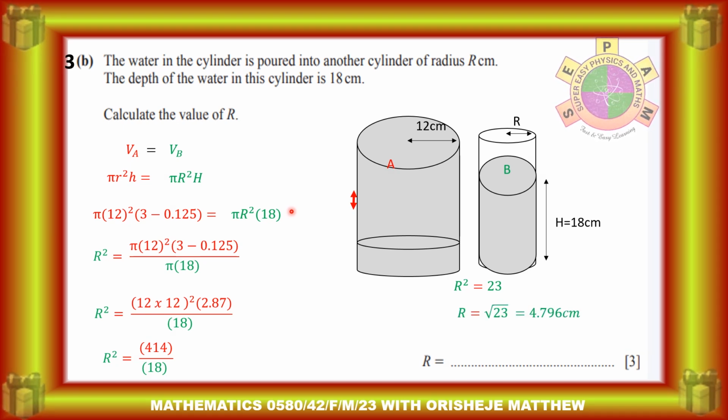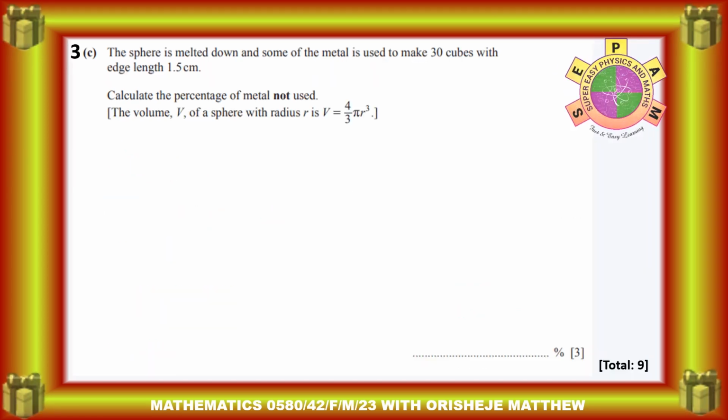Square root of that will give 4.796. So approximately to 2 decimal points is equal to 4.80 cm. So that one is solved. Let's go to the last question.